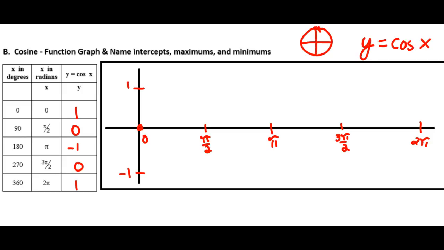And then plot my points. So at 0, my y value is 1. At pi over 2, I'm down at 0. At pi, I'm at -1. At 3 pi over 2, I'm back at 0. And at 2 pi, I'm back at 1.